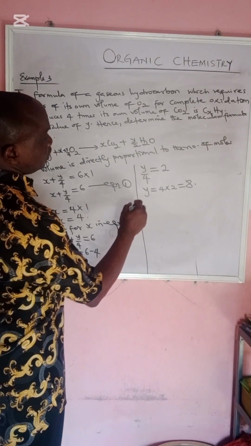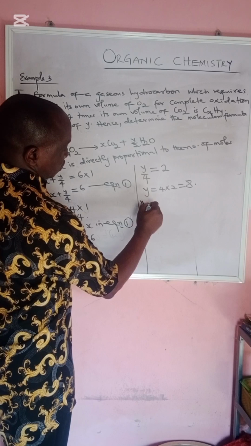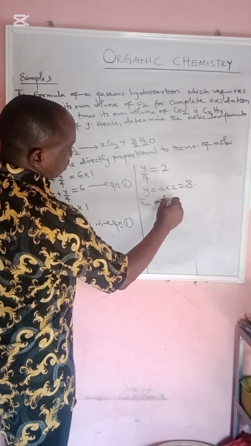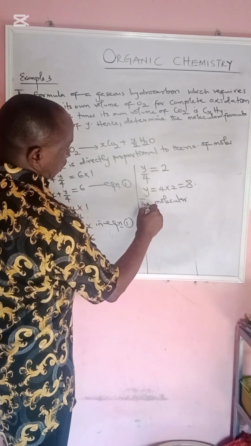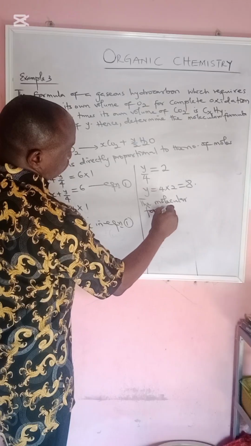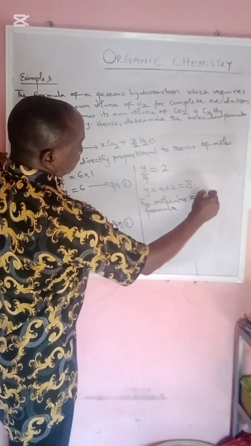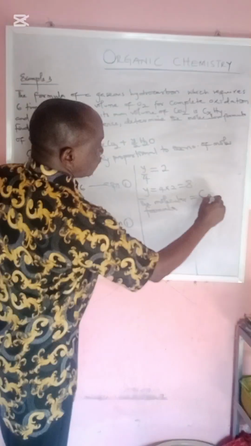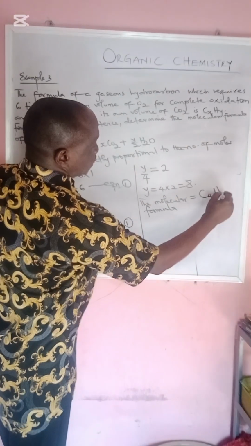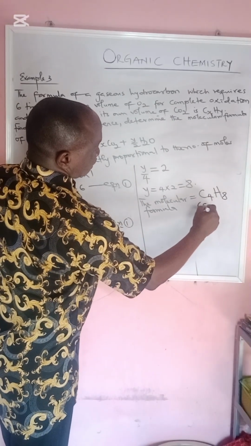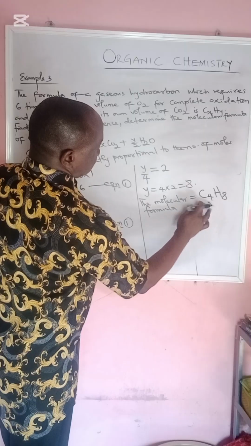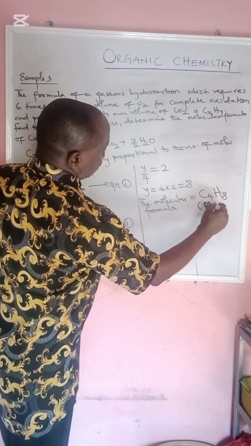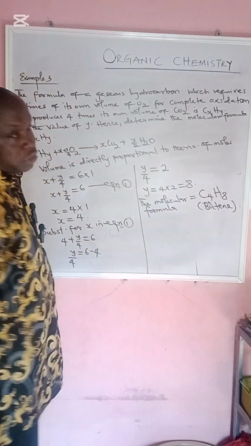So hence, name the molecular formula now. The molecular formula equals CxHy, our x is 4, then y is 8. This is C4H8, known as butane.